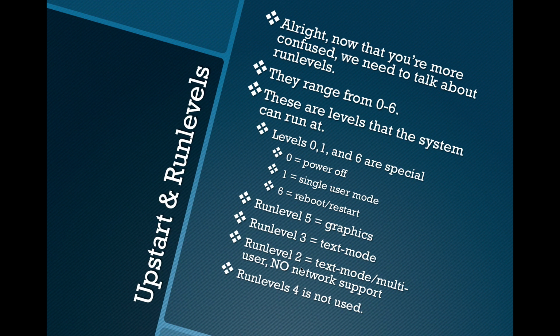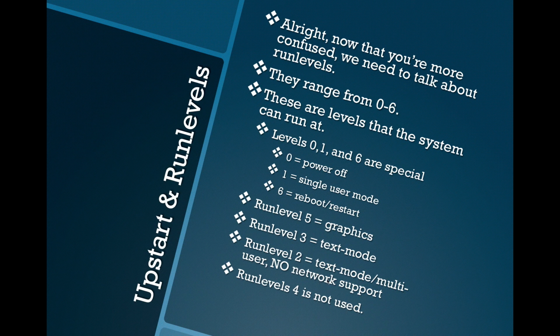And then run level 2 is text mode, multi-user, but no network support. In other words, it's kind of like run level 3 and run level 1 put together. It's text mode, just like run level 3 is, and it allows multiple users, which run level 1 does not do. And it also has no network support. So run level 1 and run level 2 don't have network support at all.